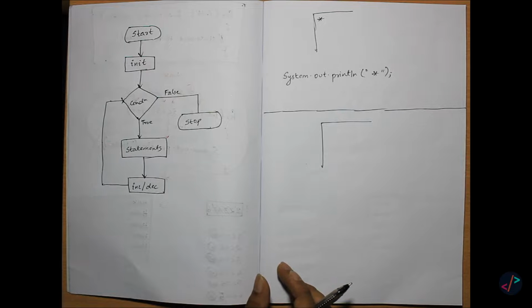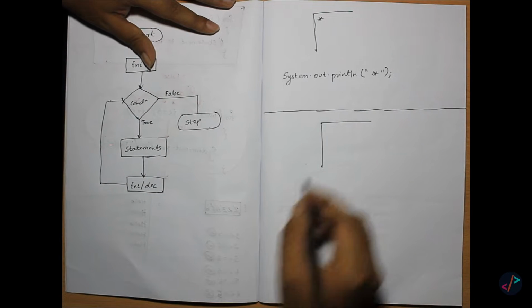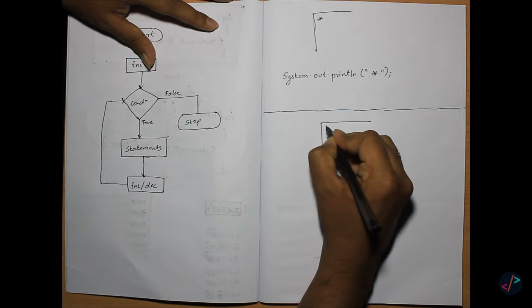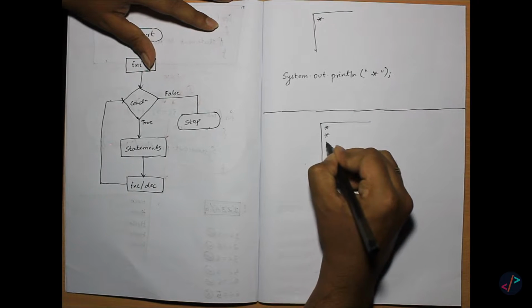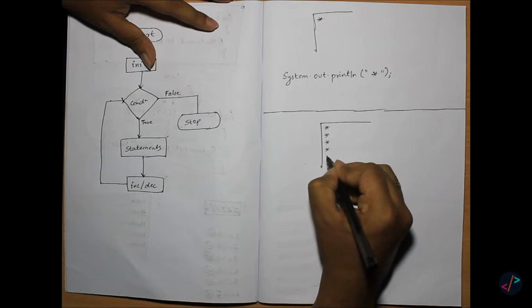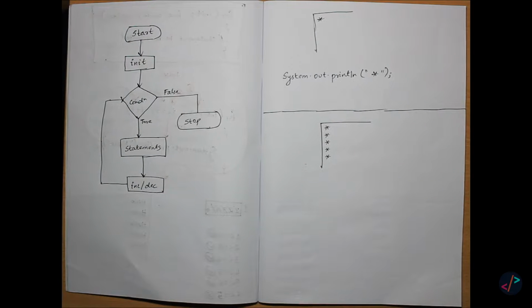So coming to pattern number 2, this is my expectation. On the screen, I want to print stars like this. I want around 5 stars, one below the other. How will you do it?